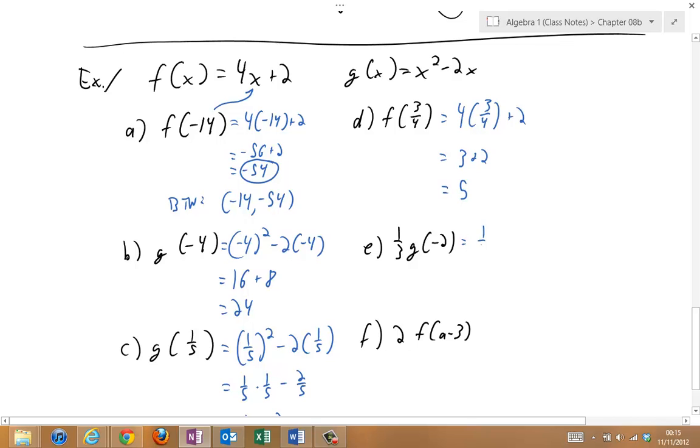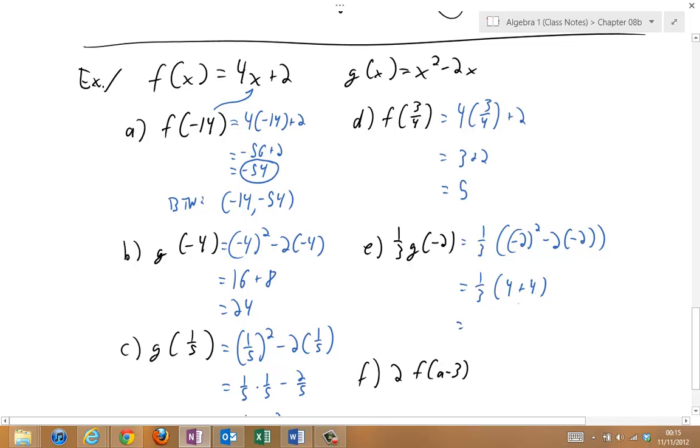Part E, I have 1/3 times g of negative 2. G of negative 2 is to take negative 2, plug it into the g function. So I have 1/3 times negative 2 squared is 4. Then this would be plus 4. Move down. And that's 8/8.